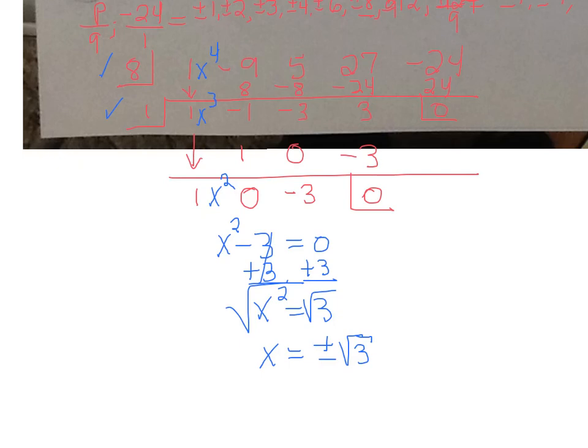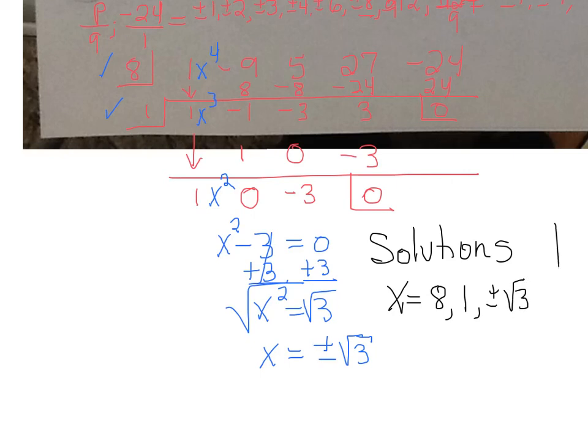So, solutions: x equals 8, 1, and positive and negative square root of 3. So at the end, if it's not a whole number, just take the last factor and let it equal to 0, and that would be the way to get the answer.